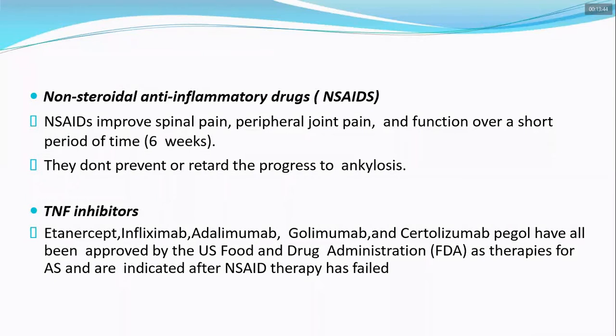Now these TNF inhibitors, these are the biologics. These are the tumor necrosis factor inhibitors: etanercept, infliximab, adalimumab, golimumab, certolizumab. These are approved by the FDA for the use in ankylosing spondylitis, and they are indicated only after NSAID therapy. If there is failure of the NSAID therapy, and a short course of steroid has been given, and if they didn't work, then you need to go for the biologics therapy.